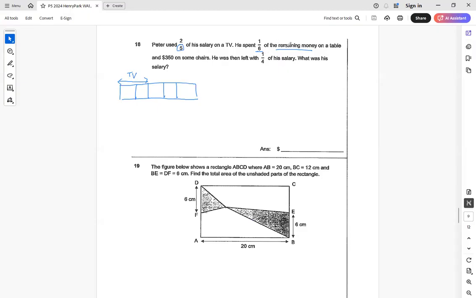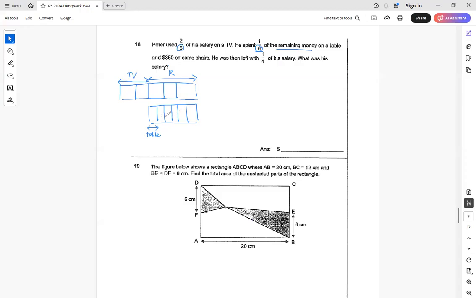He spent 1/6 of the remaining. So this one, let me put as remaining first. Put R to represent remaining. So here currently we have 3, but his remaining money, look at the denominator, is 6. So I'm going to draw a drop-down model to represent my 6 units. This is 6 units. He spent 1 out of the 6. So it's 1 out of the 6 units on my table. So this is table. And $350 on some chairs.